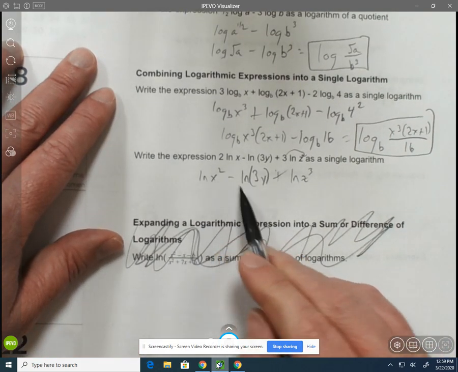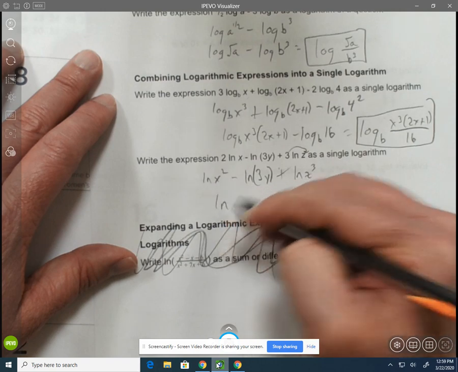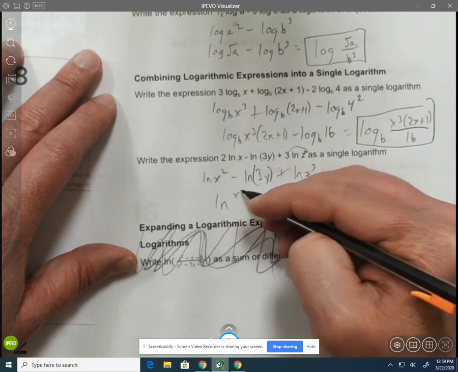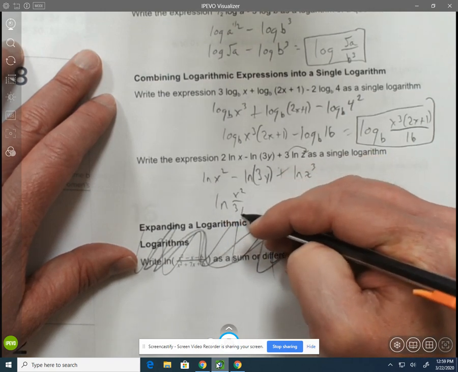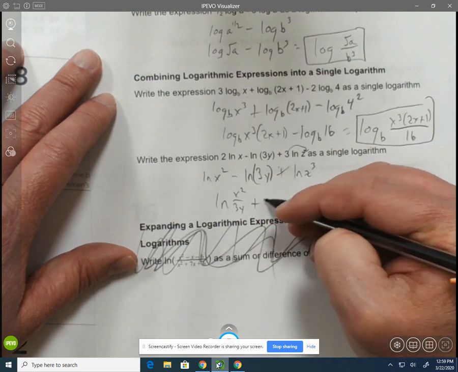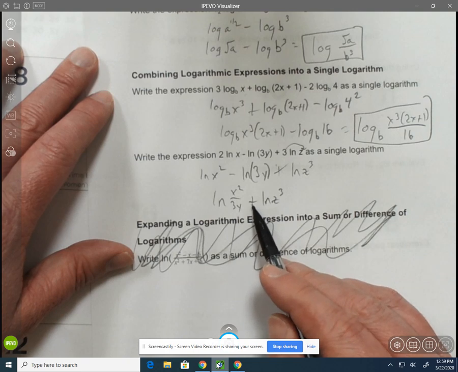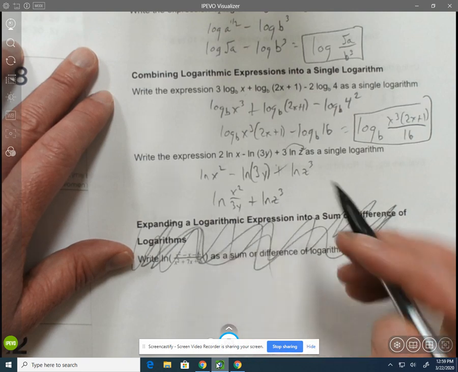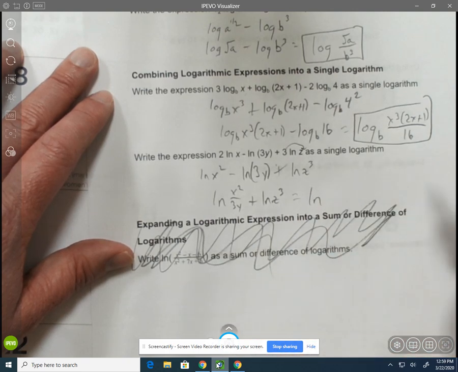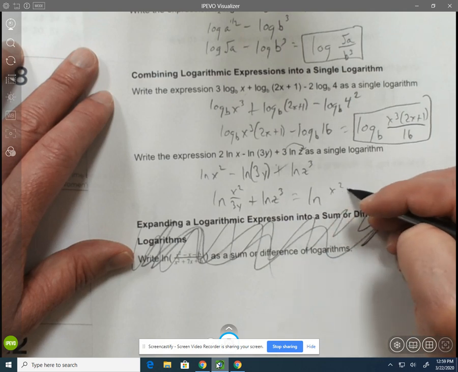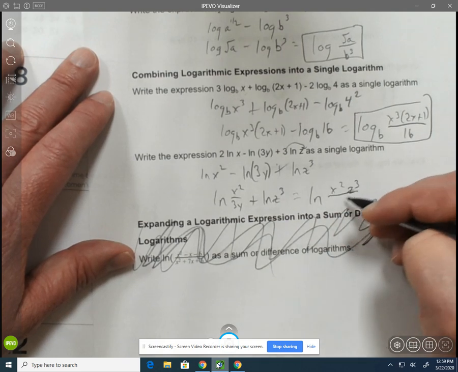So I am subtracting these. That means I can write that as one natural log if I do a quotient, x squared over 3y plus the natural log of z cubed. And now a sum I can write as a single logarithm if I multiply.